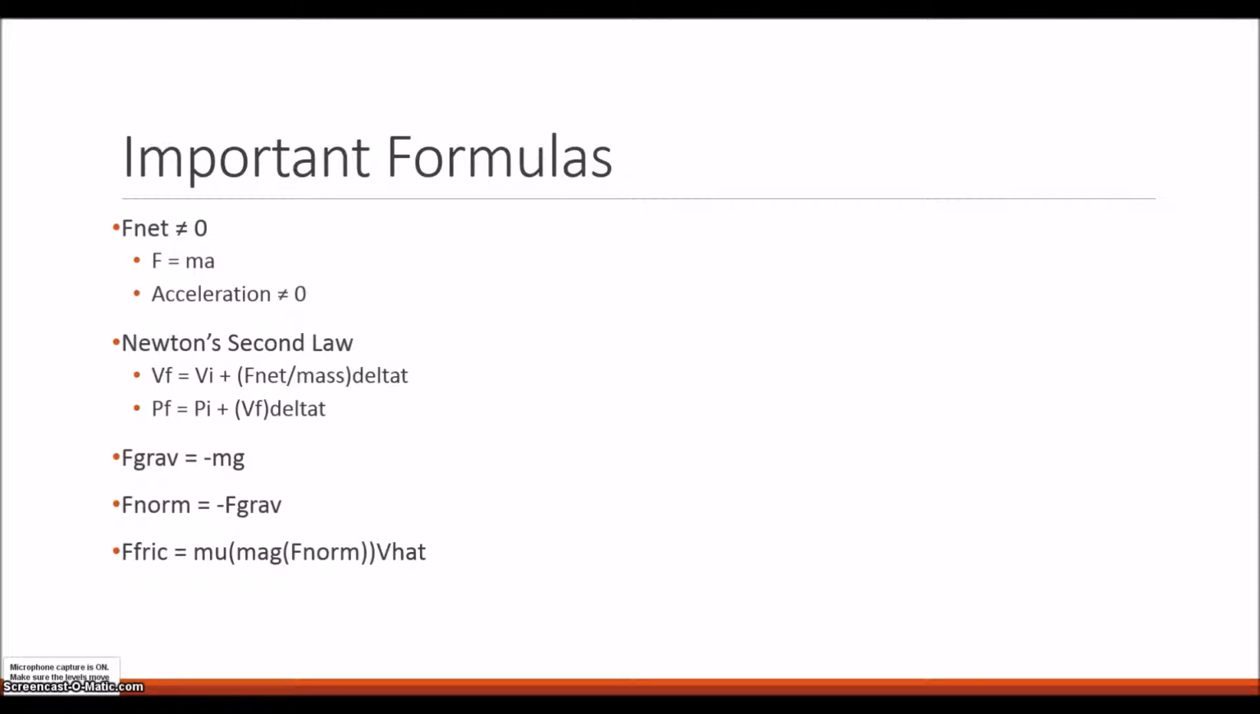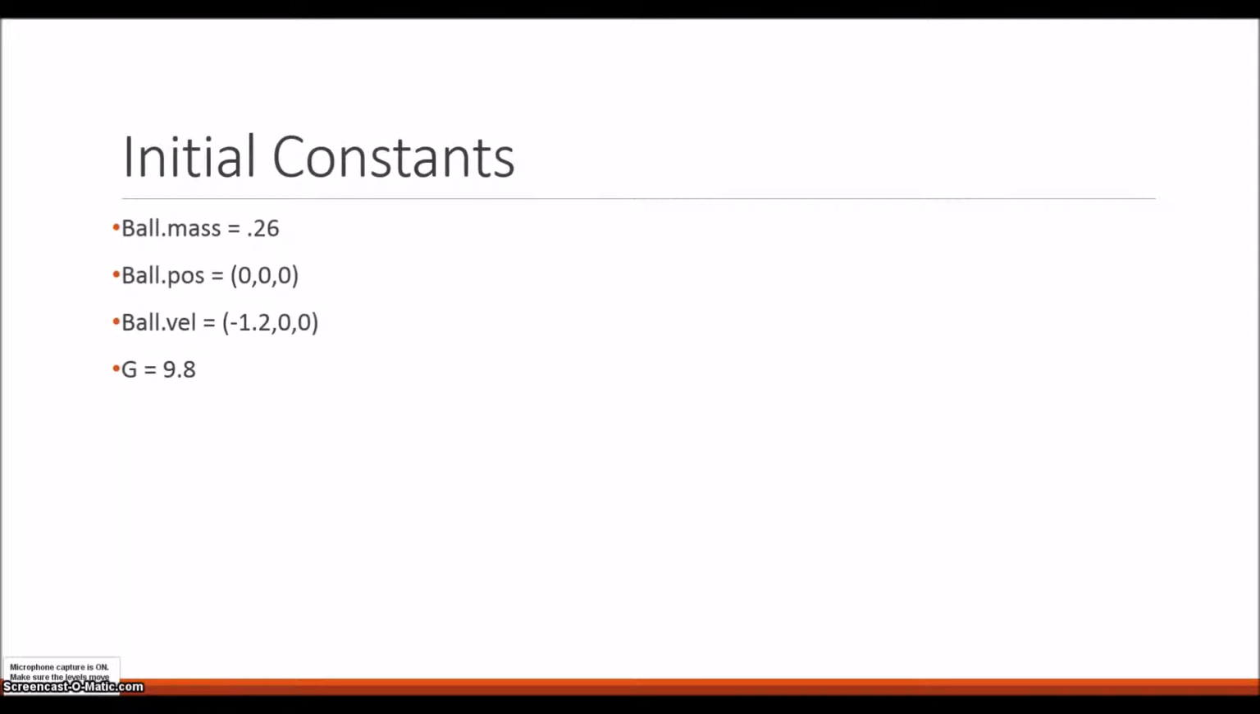As we use Newton's second law to find the final velocity and the final position, we also have to use the three forces grav, norm, and friction for our model. Some constants that we had were the ball's mass and the ball's position, which was at the origin, and the ball's velocity, which went in the negative x direction, and g is 9.8.